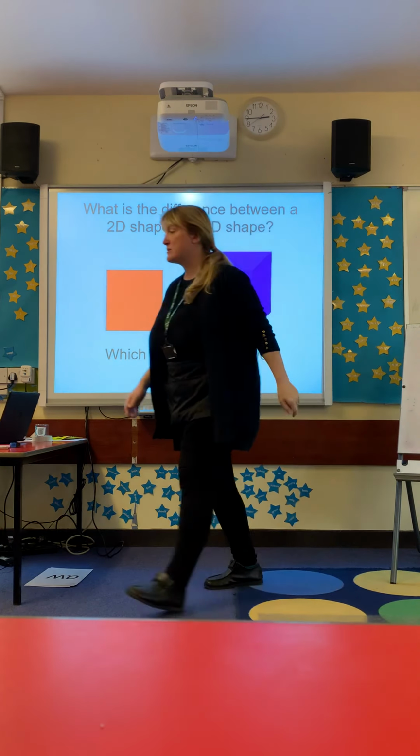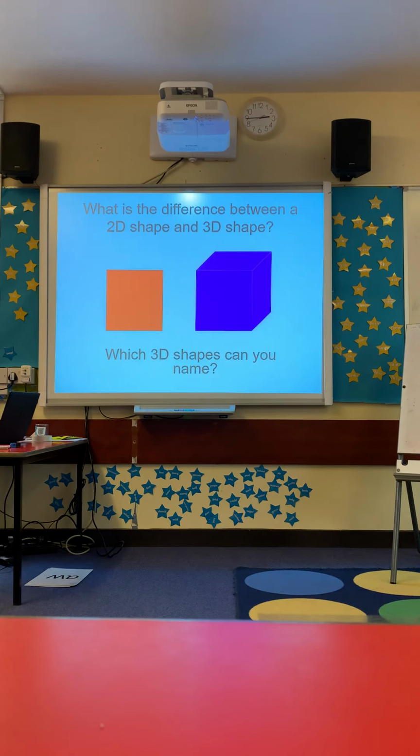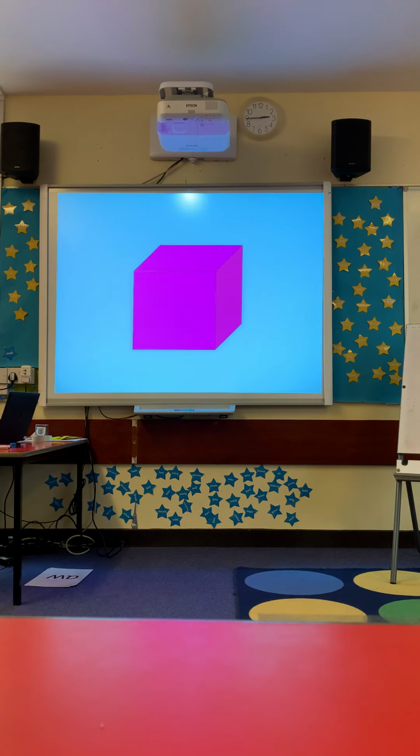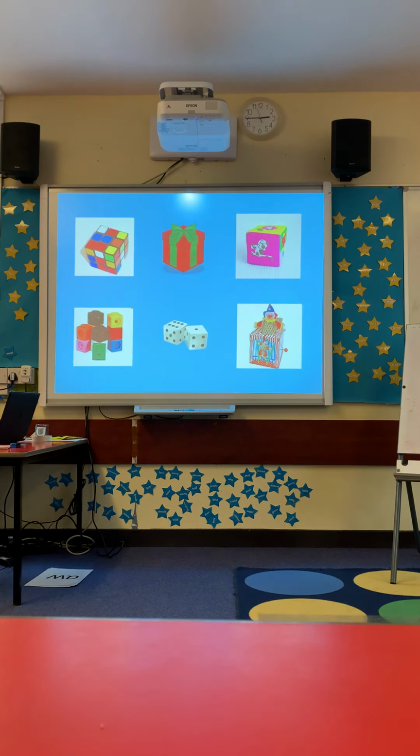I might disappear off the screen for a minute, but you can see the board quite clearly. So what is this shape? This shape is a cube. Well done if you got that right. Okay, let's have a think. What other objects are in the shape of a cube? Well, here we have lots. I like the present especially.